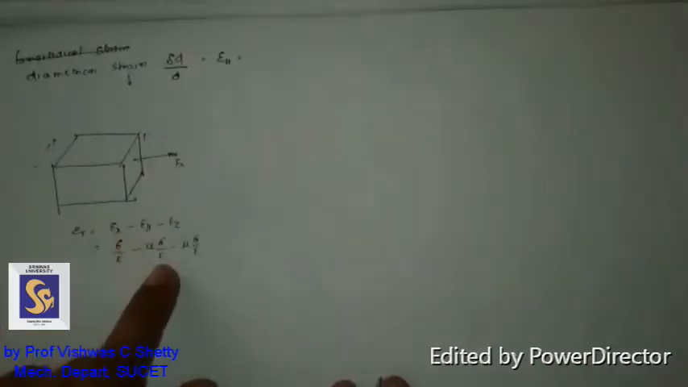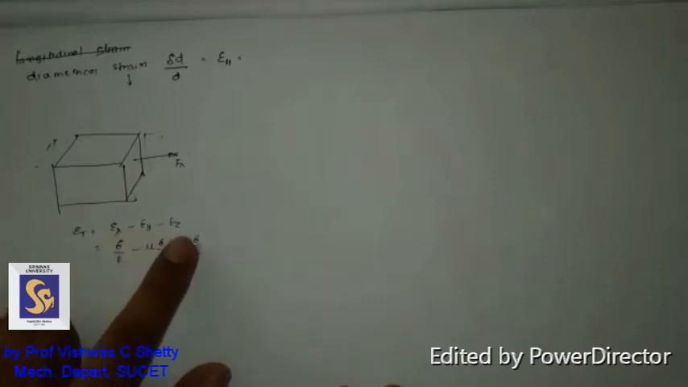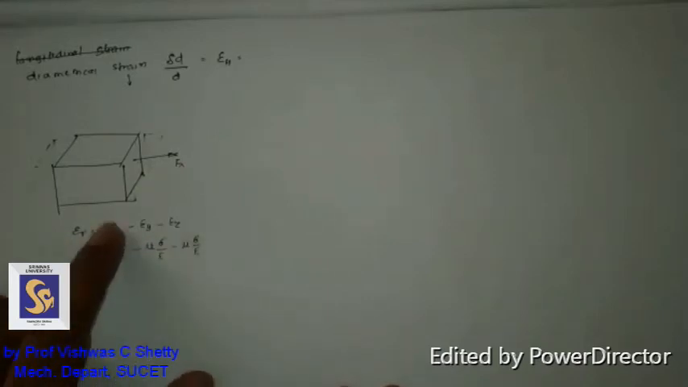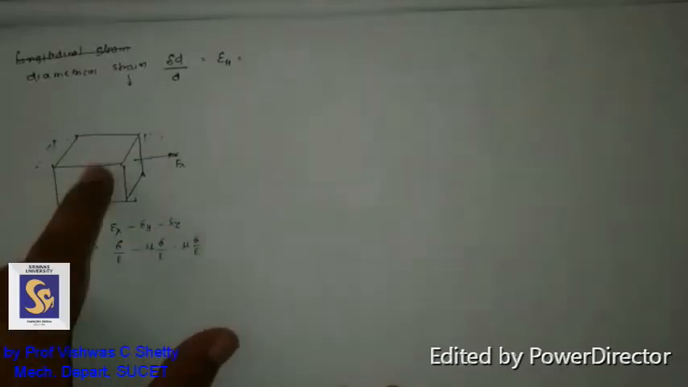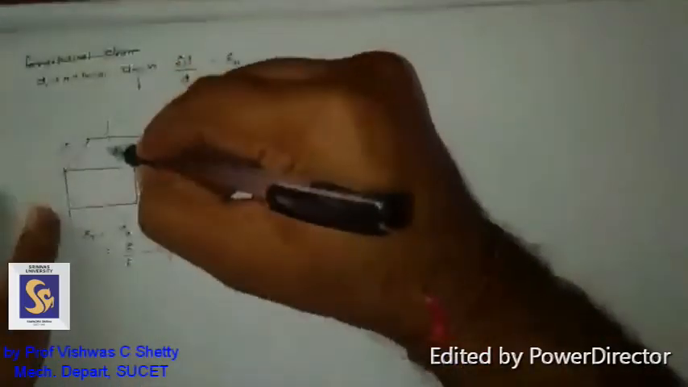See the strains in other two directions. Total strain you are getting is strain in x direction minus strain in y direction minus strain in z direction. Strain in the longitudinal x direction is only stress upon Young's modulus, whereas the compressive strains in the other two directions, x, y, and z, will be negative in nature, and you have to multiply by Poisson's ratio.